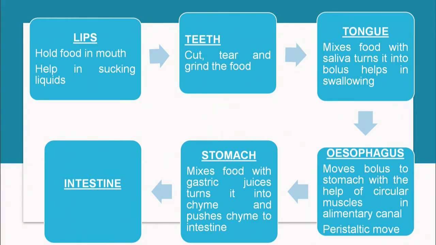Now, the stomach mixes the food with the gastric juice, turns it into chyme and pushes the chyme into the intestine. And in the intestine, we have a small and a large intestine. In the small intestine, the maximum absorption of nutrients takes place, and in the large intestine, basically water is absorbed. Here also, due to the peristaltic movement, the food moves on from the small to the large intestine and ultimately out of the body. The waste material is thrown out of the body.